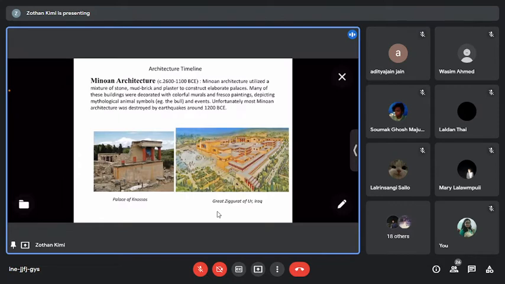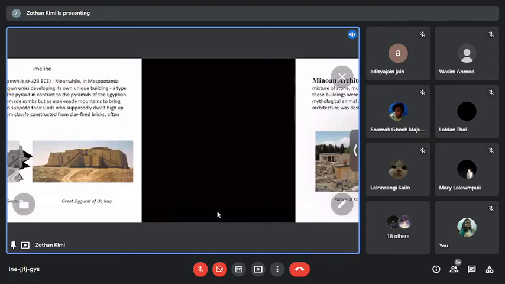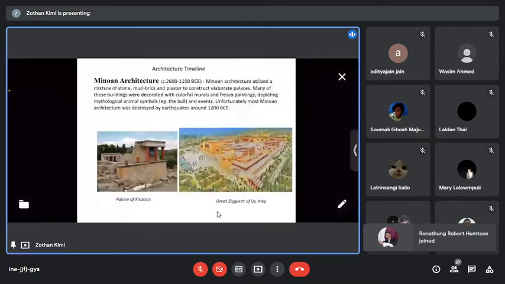All right. So yeah, this is that, and this is the palace. This palace is from the remains, the sketch, the drawing that has been made out of this.